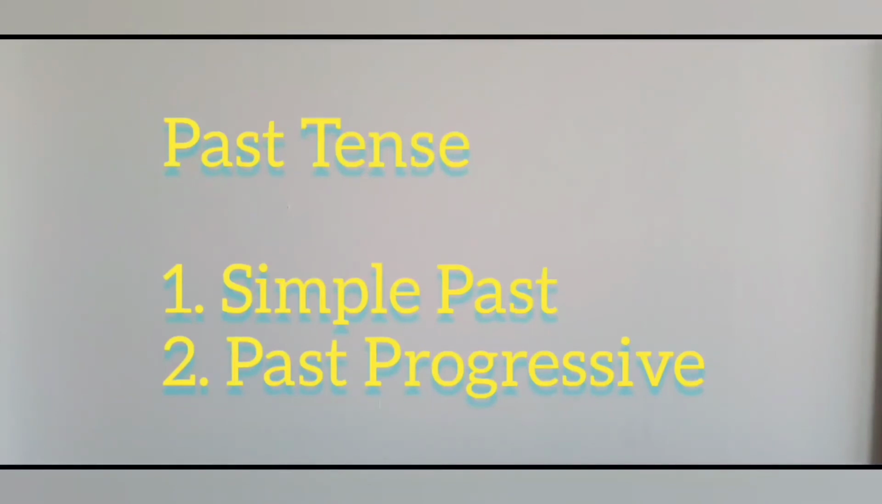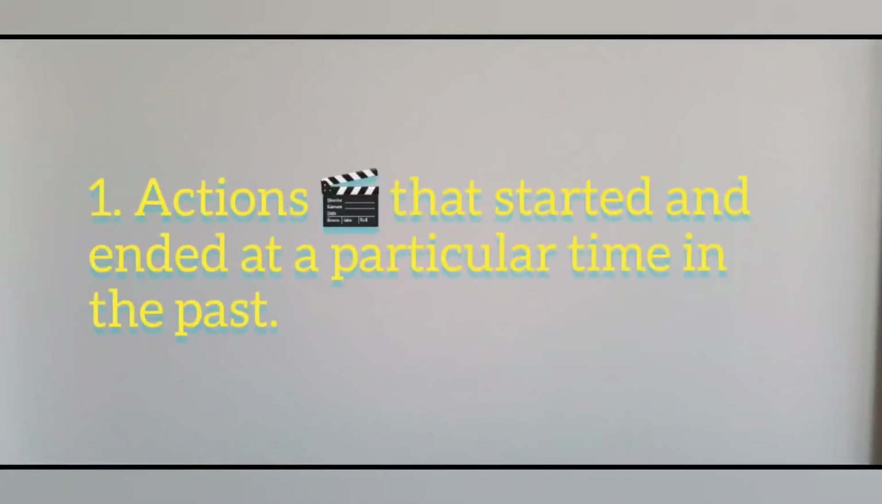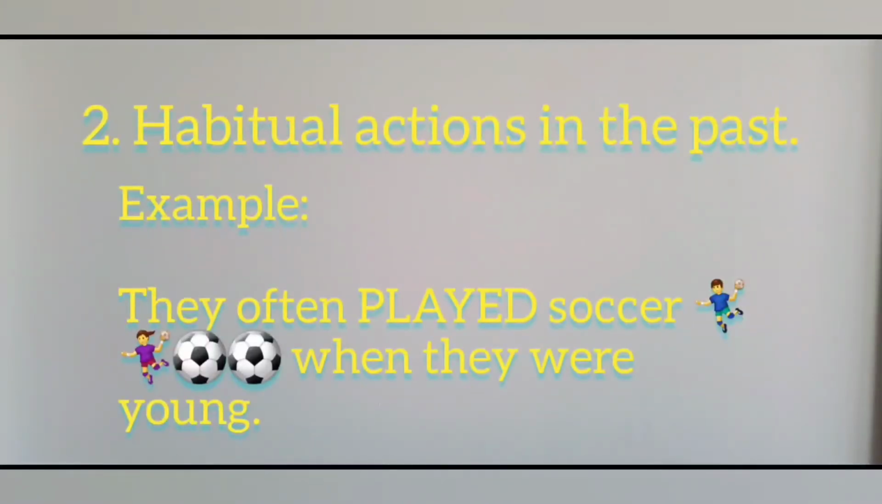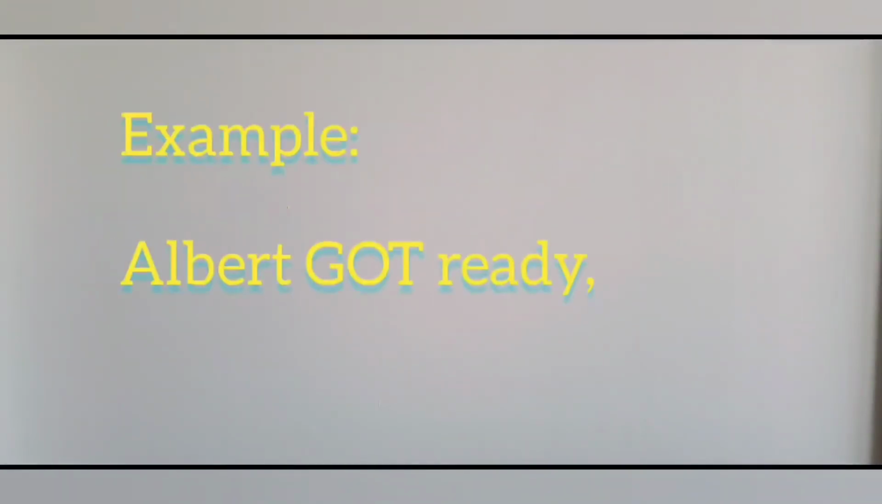Past tense. 4 types. Simple past, past progressive. Simple past. Actions that started and ended at a particular time in the past. Example, Juliet delivered the package last week. Habitual actions in the past. Example, they often played soccer when they were young. A series of completed actions that happened in the past. Example, Albert got ready and then he left.